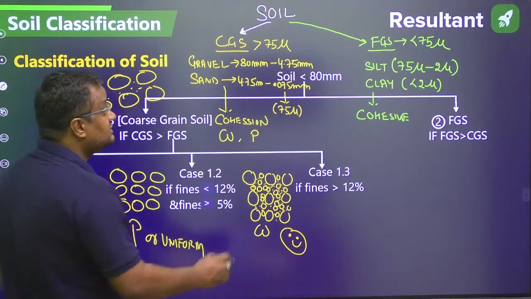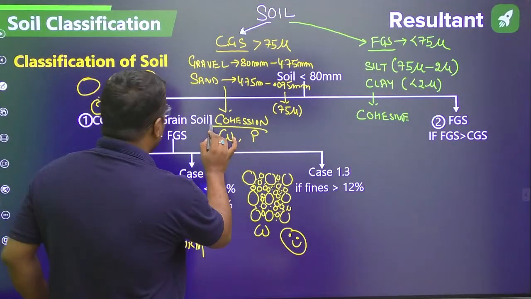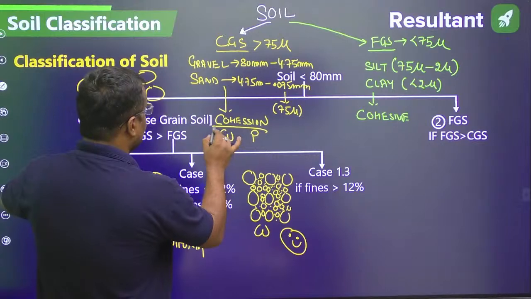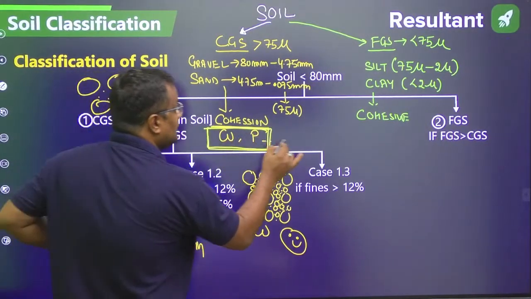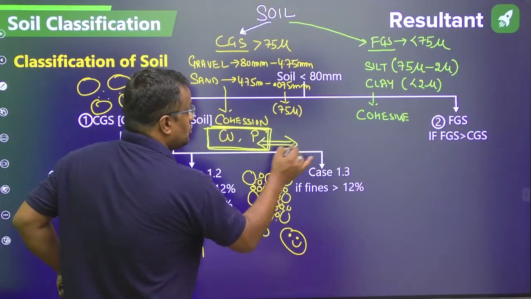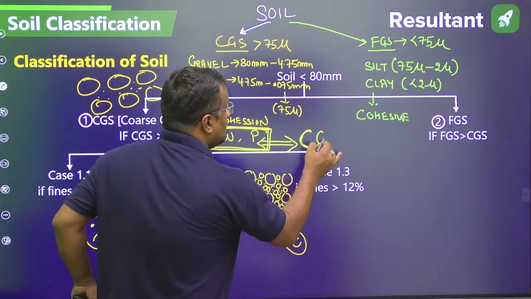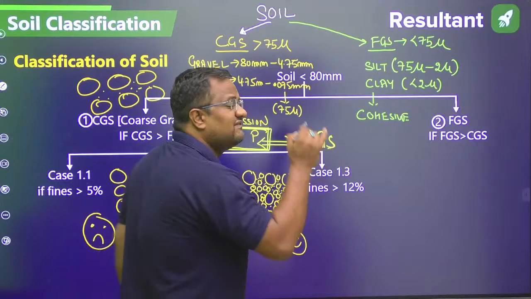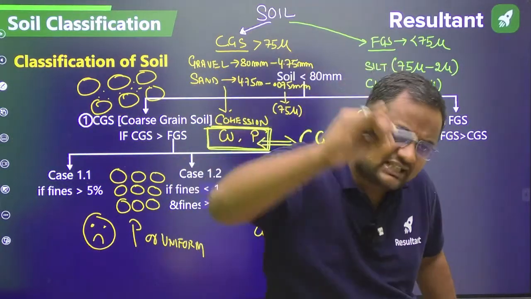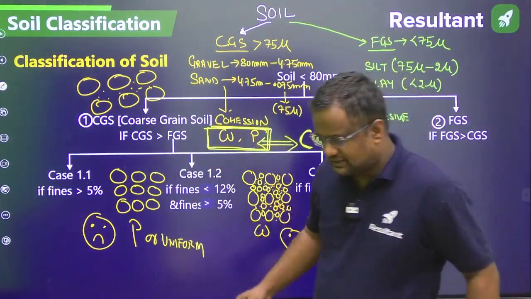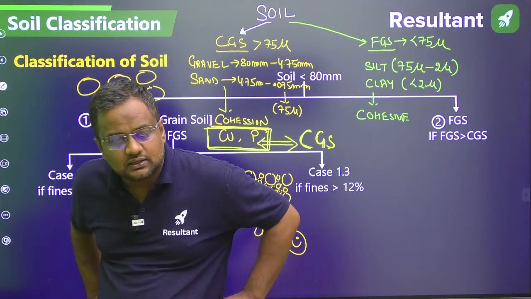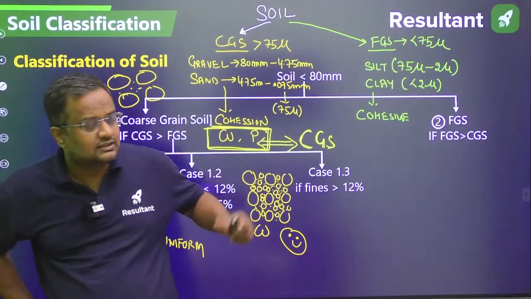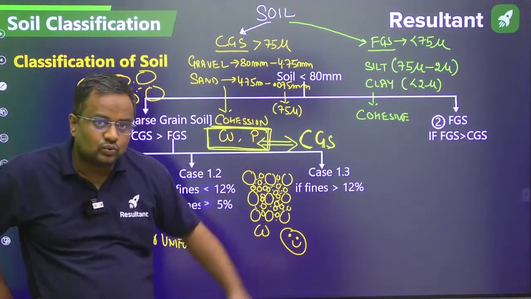But guys, this W and P, well or poor, is only related to coarse grain soil. They have nothing to do with fine grain soil. Nobody will teach you like this. Sir, why do well and poor have nothing to do with fine grain soil? Sir, please tell me.